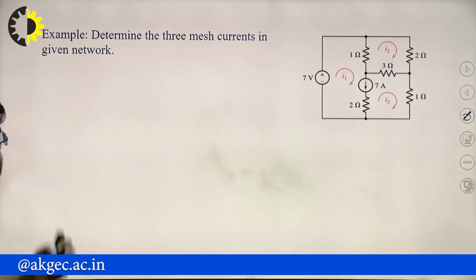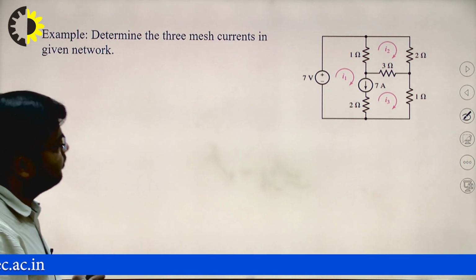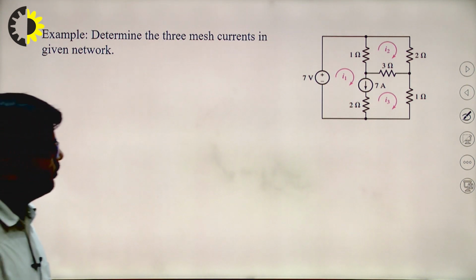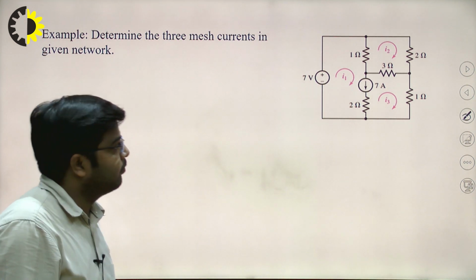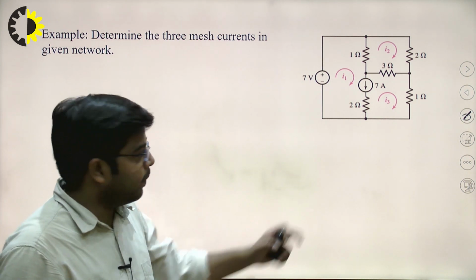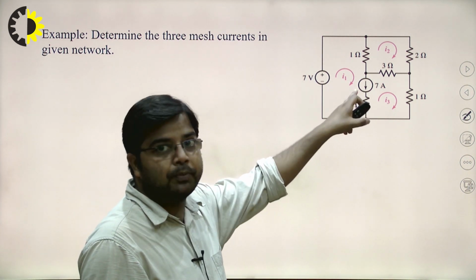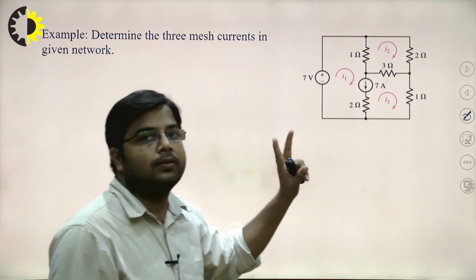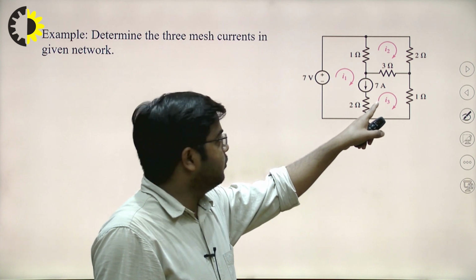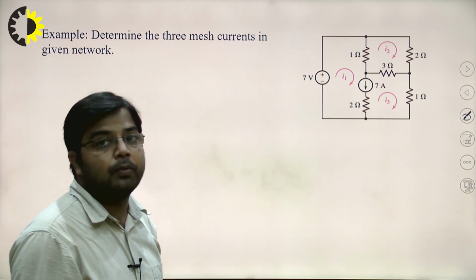So this is another example. Determine the 3 mesh currents in the given network. So in this network you can see this one current source is present between 2 meshes, mesh number 1 and mesh number 2. So there will be a super mesh.